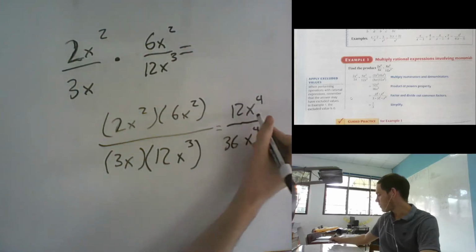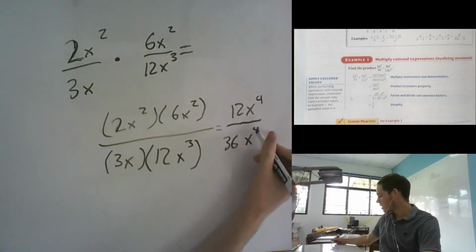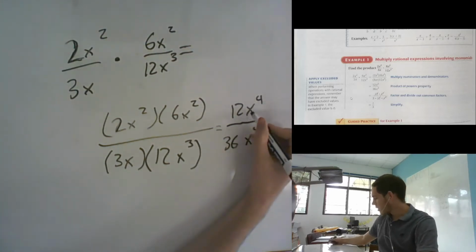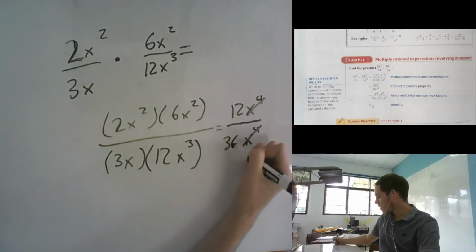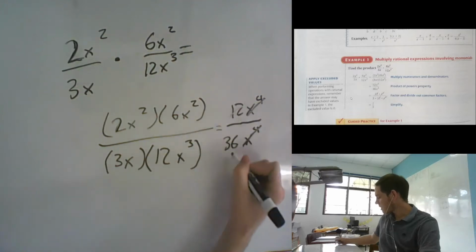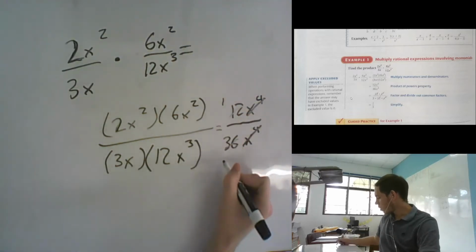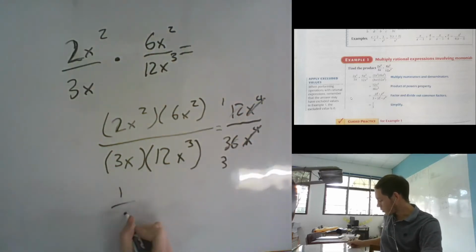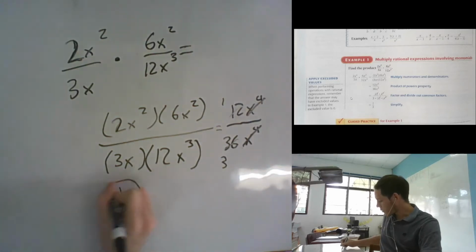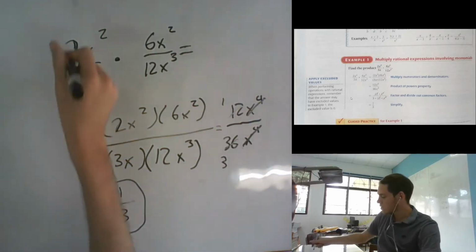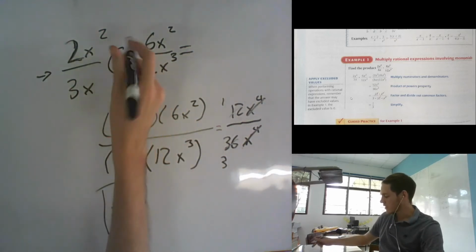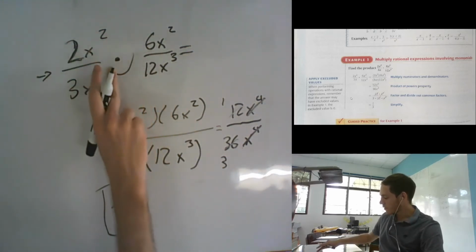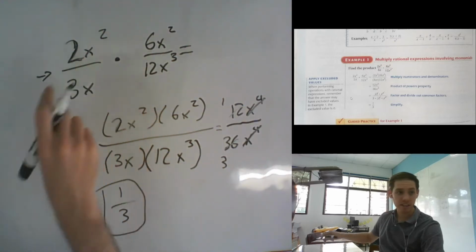Okay, so now we simplify. The x to the 4th and x to the 4th cancel out because they're equal powers. 12 and 36 cancel, so we get 1 over 3. And that would be our answer right there. Now, could you simplify this step right here? Yes, but you need to make sure this is multiplication right there.